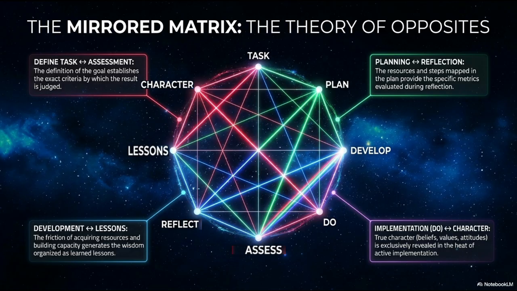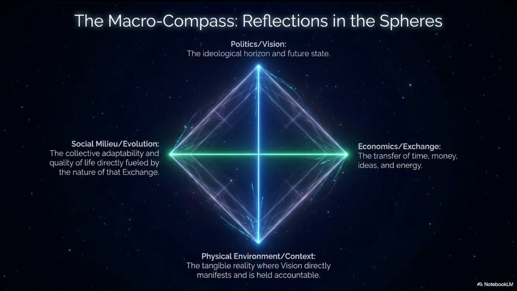And if we zoom out, we can scale this exact same mirroring effect up to a societal level. Right, what the text calls the relationship of spheres. Yeah. It argues that a society's politics, which represents its abstract vision, always manifests directly in the physical environment, which is the context. Meaning, if you live in a city with a deeply corrupt, broken political system, you don't just feel that corruption in some abstract philosophical way. No, you literally see it.